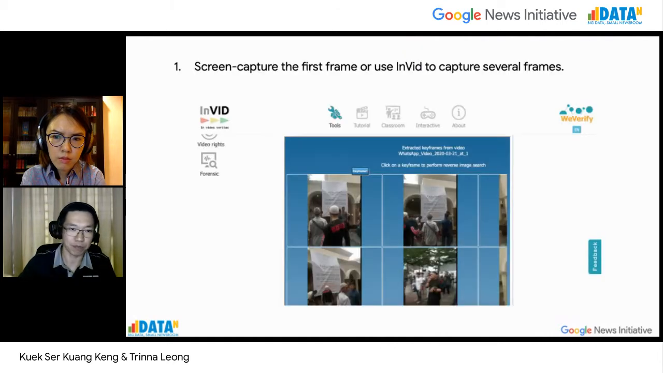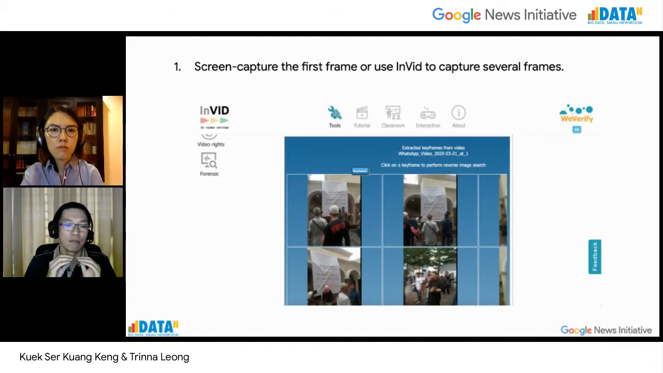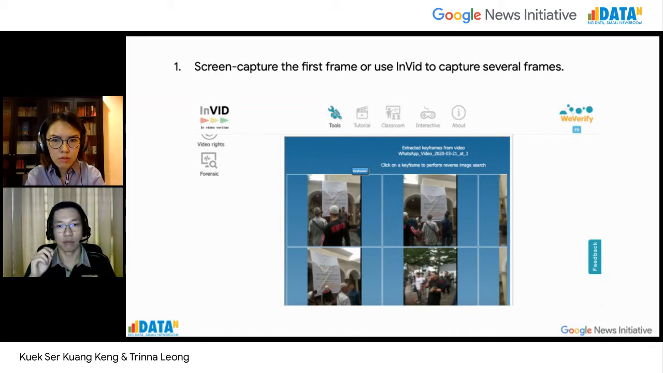So how do we do that? You can use a tool called InVID. This is a plug-in for Chrome. Later we will share with you a tip sheet, and there's a link in the tip sheet where you can install the plugin into your Chrome browser. If you have this plugin, you can just upload the video, and the plugin will automatically extract different frames from the whole video. And you can search the internet using these frames to see whether similar images appeared on other websites.